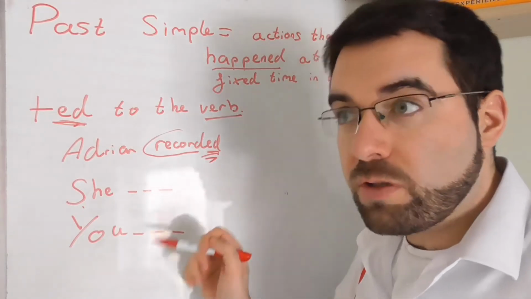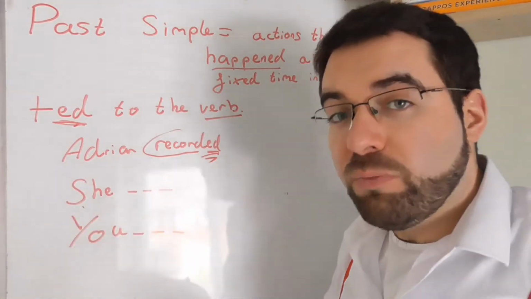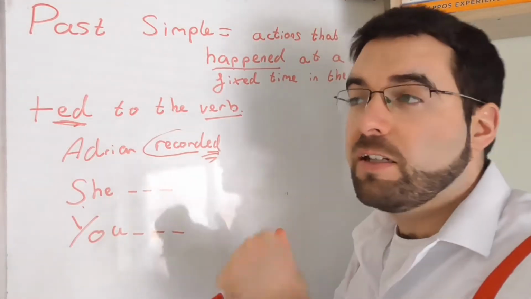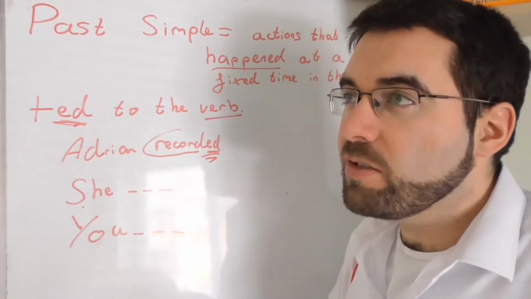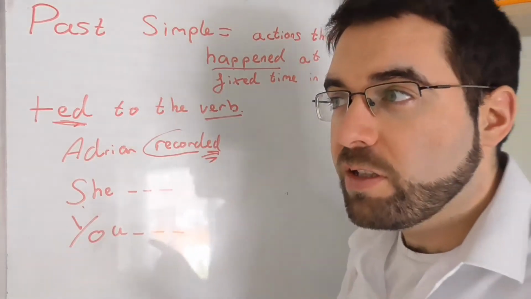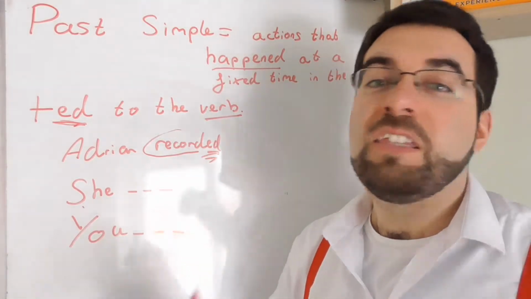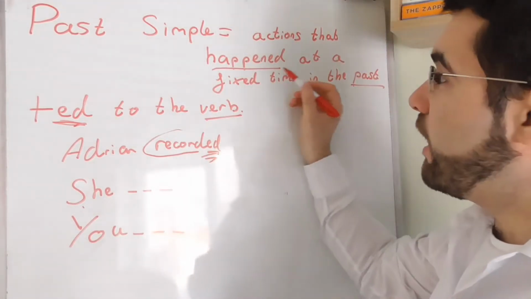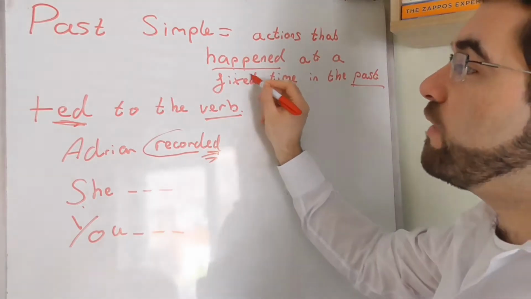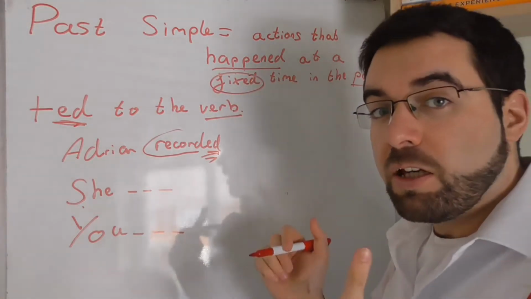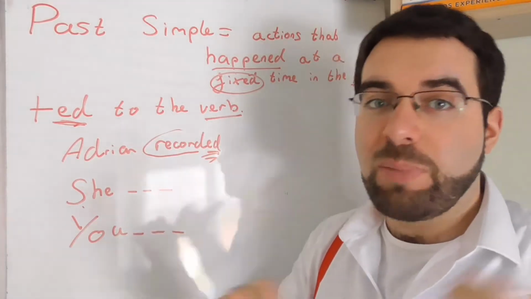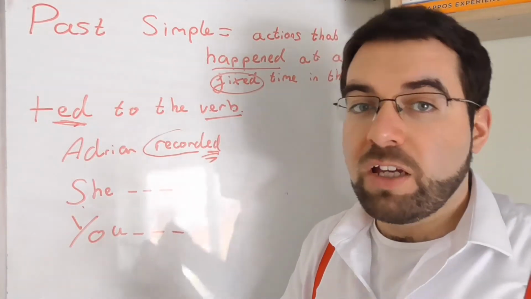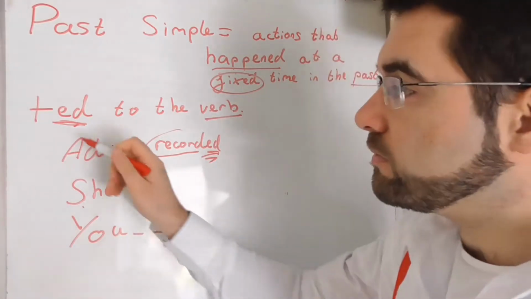She watched the football match yesterday. She learned to play the guitar years ago. Again, actions that happened at a fixed time. Years ago, Thursday, Saturday, yesterday, a week ago. It happened in the past and now it's over, but it's a past tense verb.